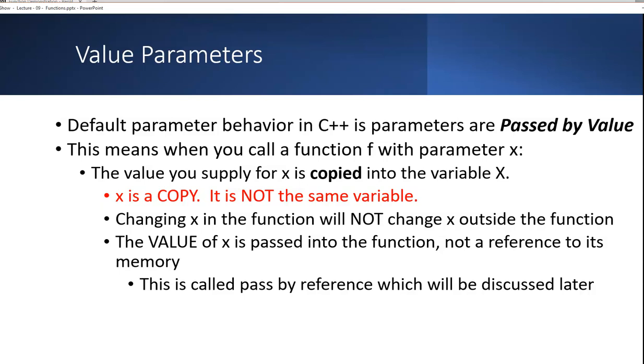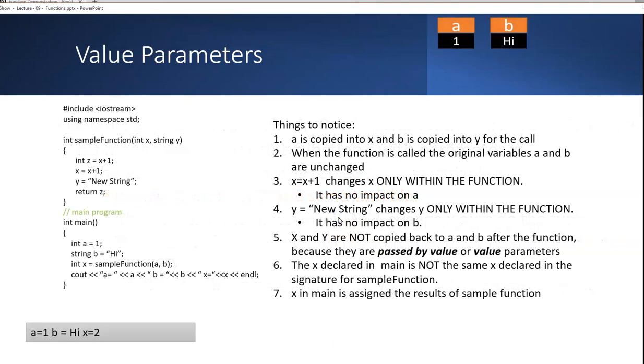This means when you call a function f with parameter x, the value supplied for x is copied into the parameter x. X is a copy. It's not the same variable. Changing x in the function will not change x outside of the function. The value of x is passed into the function, and it's not a reference to the actual memory. That is called pass by reference, which we will discuss later.